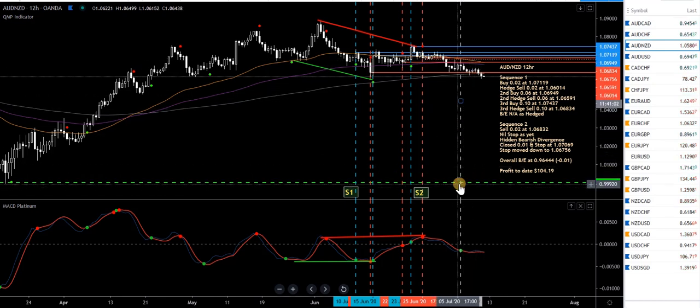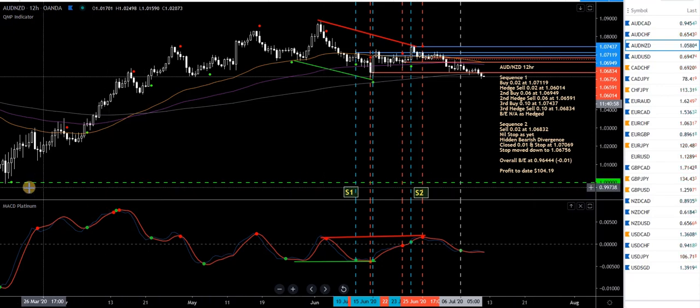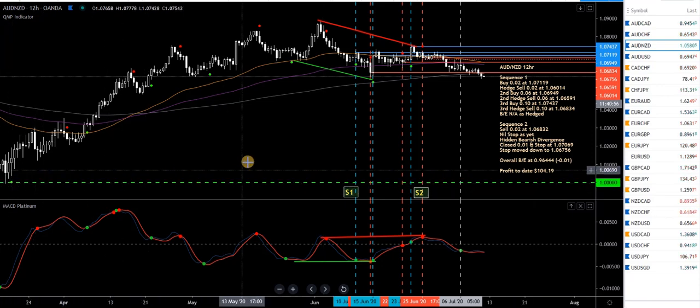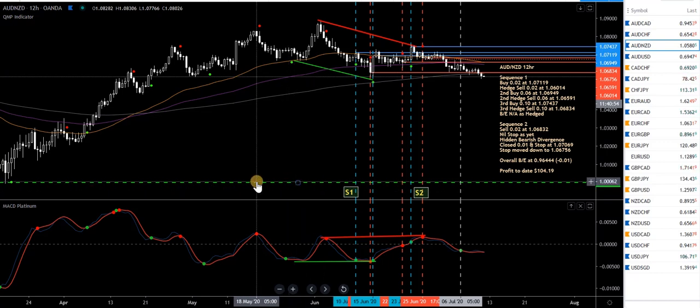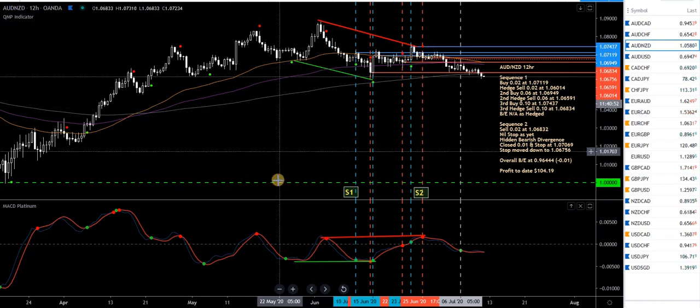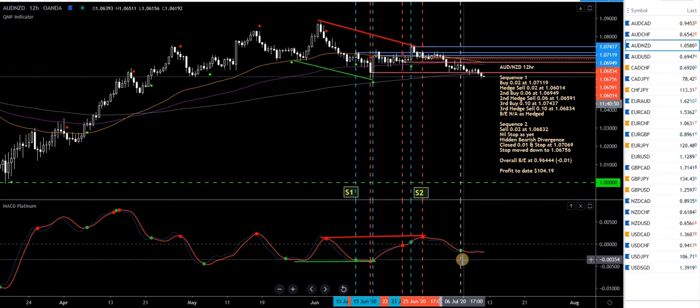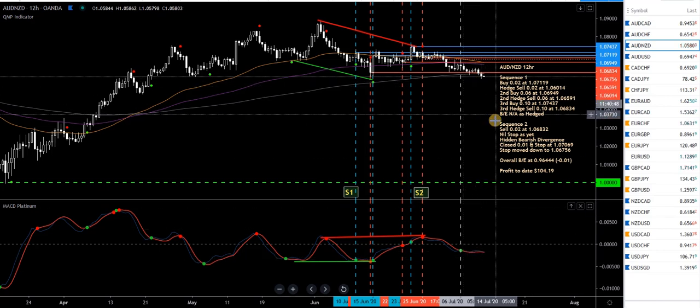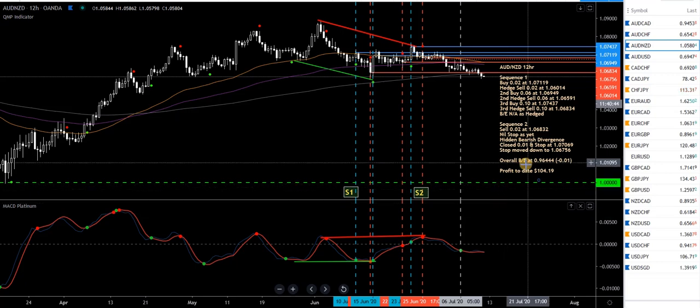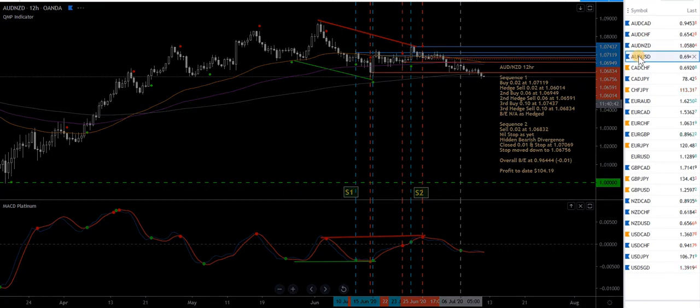So this green dash line is parity, 1.000. You can see how price bounced off it back here. So these green lines signify big numbers. So it's all very boring at the moment, just waiting on a possible buy signal. In the meantime, it's just going to grind down. And we'll see how we go to the upside.